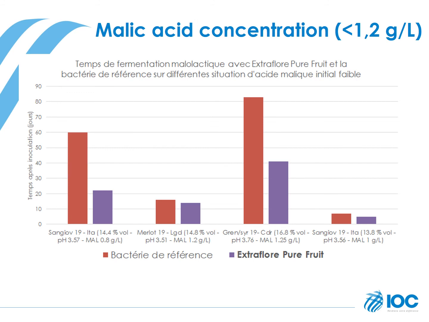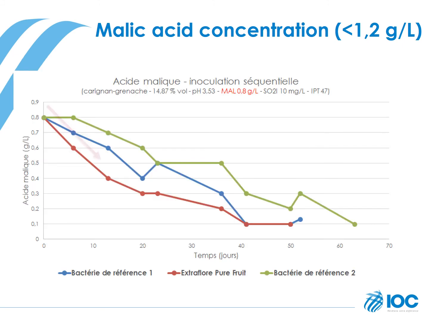We also know that a low concentration of malic acid is often a problem to start the malolactic fermentation, and it's a current situation, especially in meridional vineyards. The graphic on the screen shows a synthesis of various trials made on Merlot, Sangiovese or Grenache. All the wines had less than 1.2 grams per liter of malic acid. In purple, we can see that Extraflore Pure Fruit always achieved the malolactic fermentation earlier than the control. And it's mostly due to the fact that the strain started really quickly the malolactic fermentation.